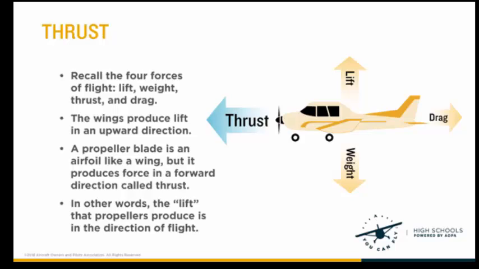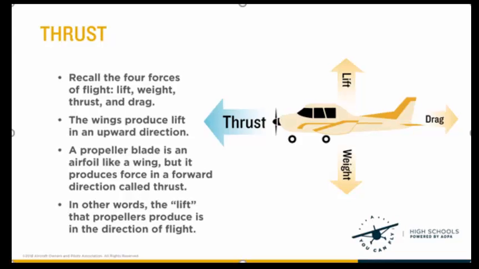Thrust is the push that moves the aircraft through the air. And drag is the resistance or friction to things moving through the air. It is caused by air particles bumping into the object. Rotating airfoils, and they're rotating in the vertical plane. So we need to understand that thrust is essentially lift that's being created in the direction of the flight.